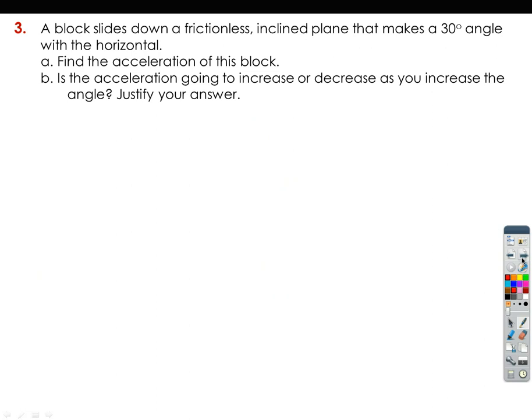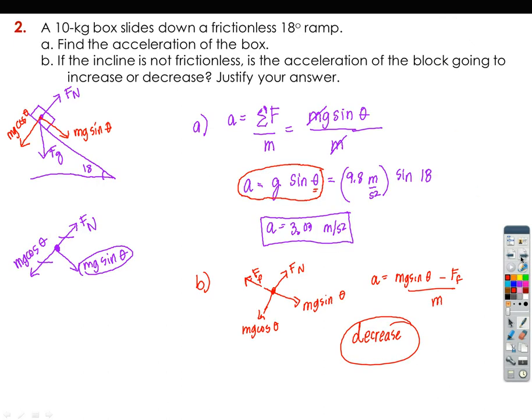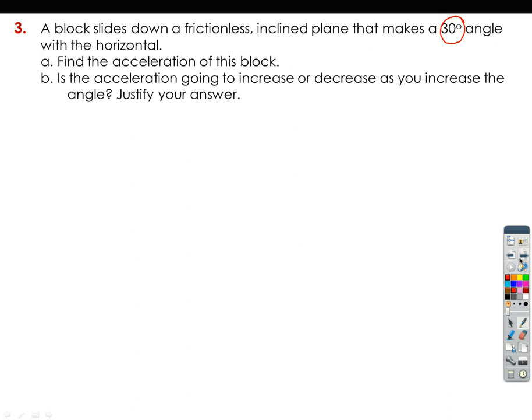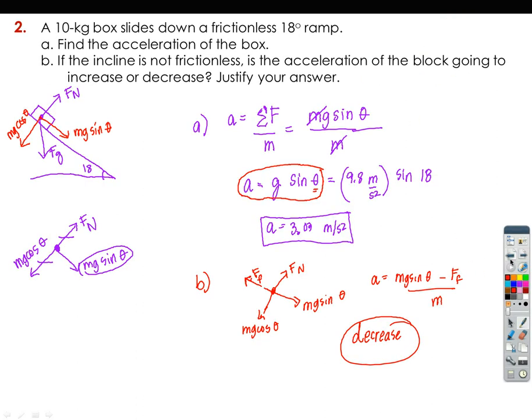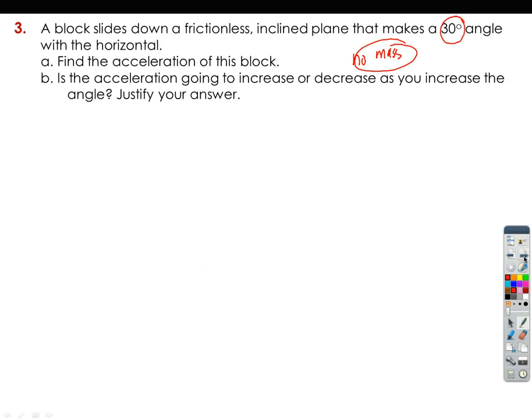Number three is exactly the same. A block slides down a frictionless inclined plane that makes a 30-degree angle with the horizontal. We just change the angle. The difference between number 2 and number 3 is that on number 3, I didn't give you any mass. There is no mass. But based on this, we see that mass really doesn't matter, because when we solve for acceleration, that is net force over m. It's exactly the same thing.